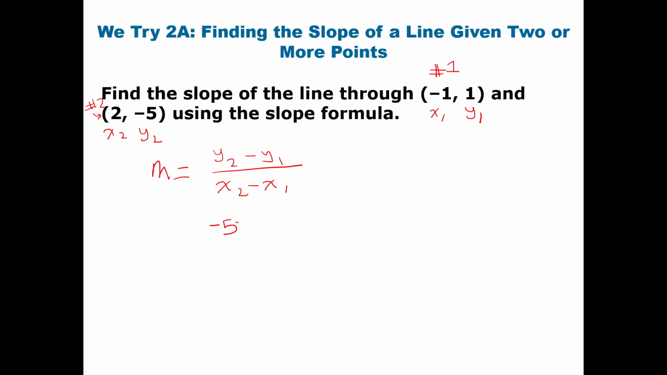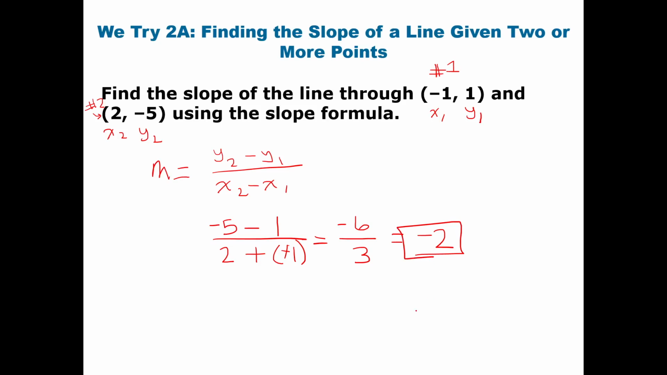So I have negative 5 over 2 minus 1 on the top and minus negative 1 on the bottom. Negative 5 minus 1 is negative 6 over 2 minus a negative 1 is 3. Because remember, a negative times a negative is a positive. So negative 6 divided by 3 is negative 2, which means I have a slope of negative 2.